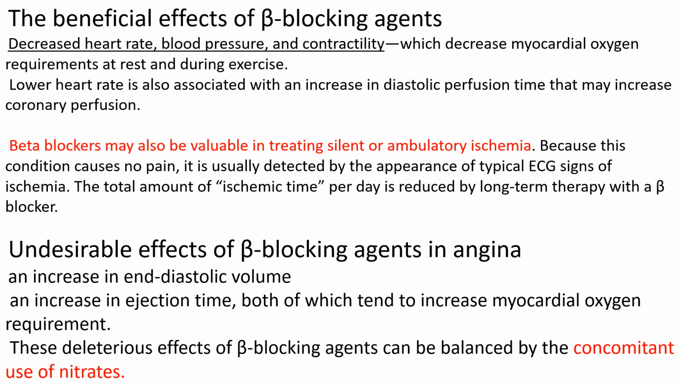Now an increase in ejection time. So what you see is an increase in end diastolic volume and an increase in ejection time. Both of these increase the myocardial oxygen requirement, and this is what we don't want in angina. But when we give beta blockers along with nitrates, these undesired effects are balanced by the nitrates.